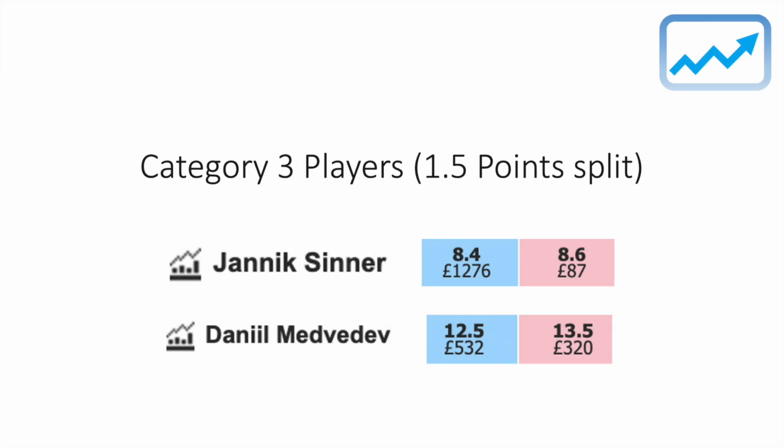For the category 3 players, this is 1.5 point split, so a 0.75 points on Yannick Sinner at 8.4 and Medvedev at 12.5.